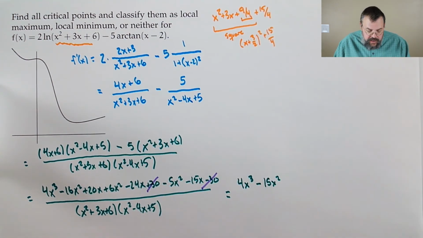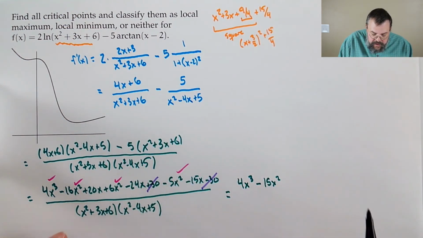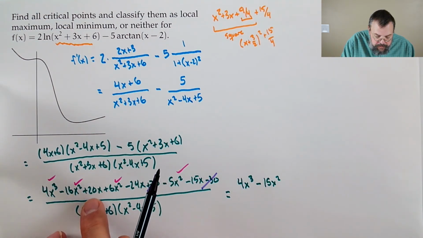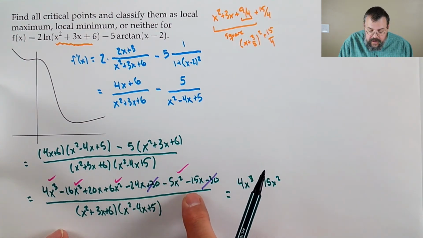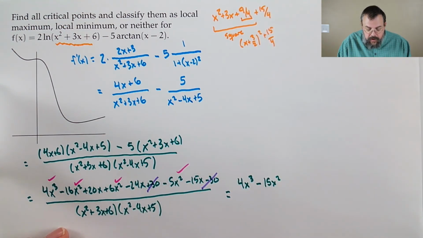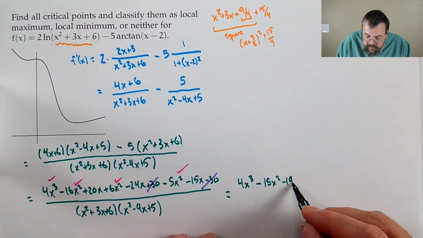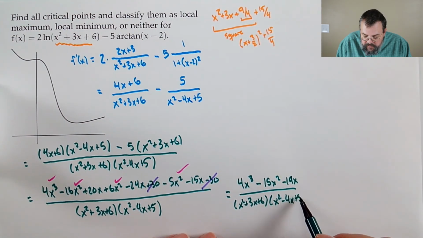Okay, maybe we should keep track of what we've grabbed. We grabbed the x cubed, and we've now grabbed the x squareds. All right, which means we have the x's. So we have plus 20 minus 24, which gets us to negative 4, and then minus 15, right? Wow, that's okay. That'll get us to minus 19x. All of that divided by x squared plus 3x plus 6 times x squared minus 4x plus 5.